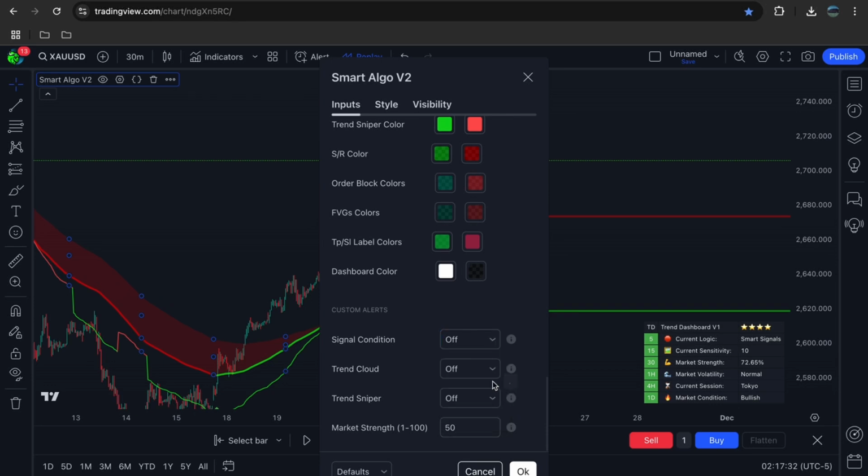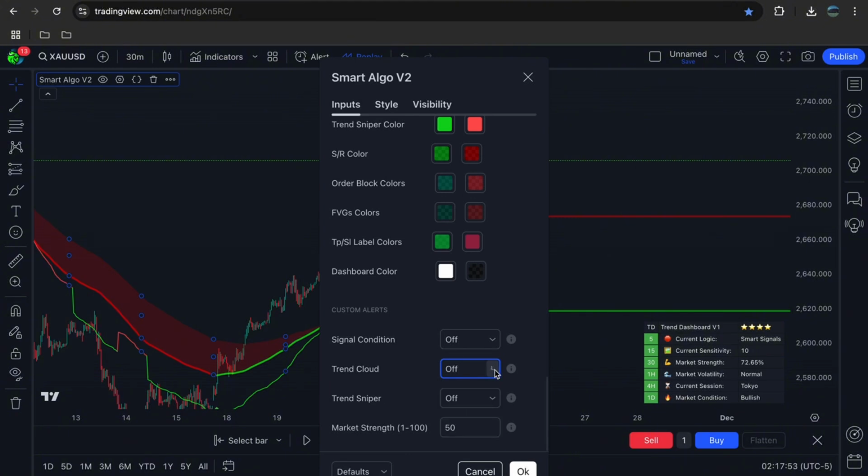Next, we have the Trend Cloud option, which lets you set alerts based on changes in the cloud. For instance, if the cloud shifts to green, signaling bullish momentum, you'll get an alert. Similarly, if the cloud turns red to indicate bearish conditions, you'll also be notified. This feature ensures that you stay updated on critical trend shifts, even if you're away from your screen.